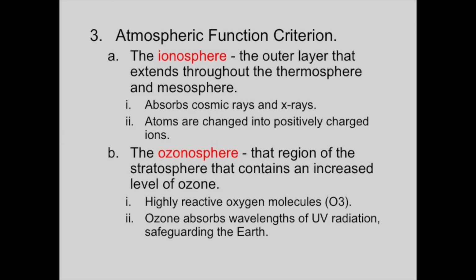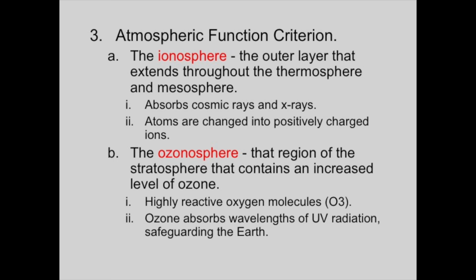Our final atmospheric criterion relates to how the atmosphere functions. In this case, we recognize two zones or regions in relation to function. These zones are important. They remove harmful types of solar radiation that are, in this case, integral to our survival. The first zone is the ionosphere. The ionosphere is the outermost layer of the atmosphere in terms of function, and it extends throughout the temperature area of the thermosphere and the mesosphere.